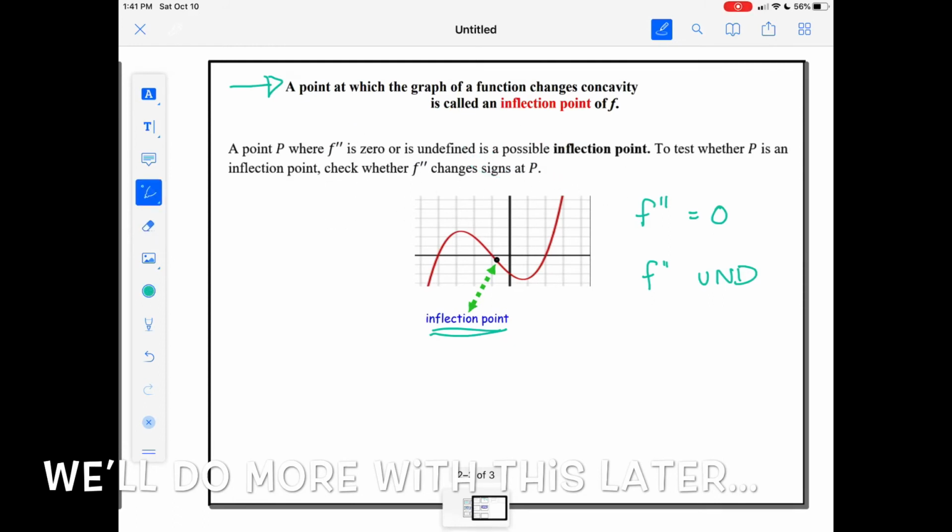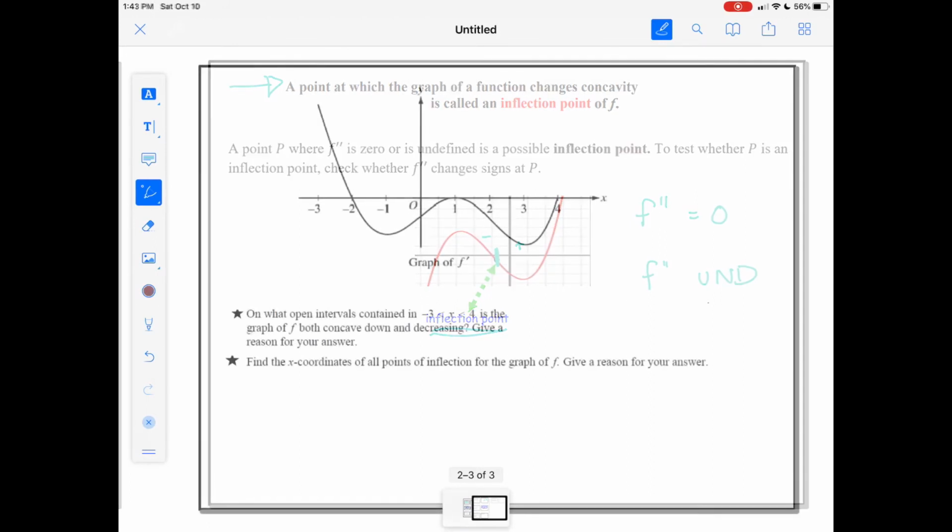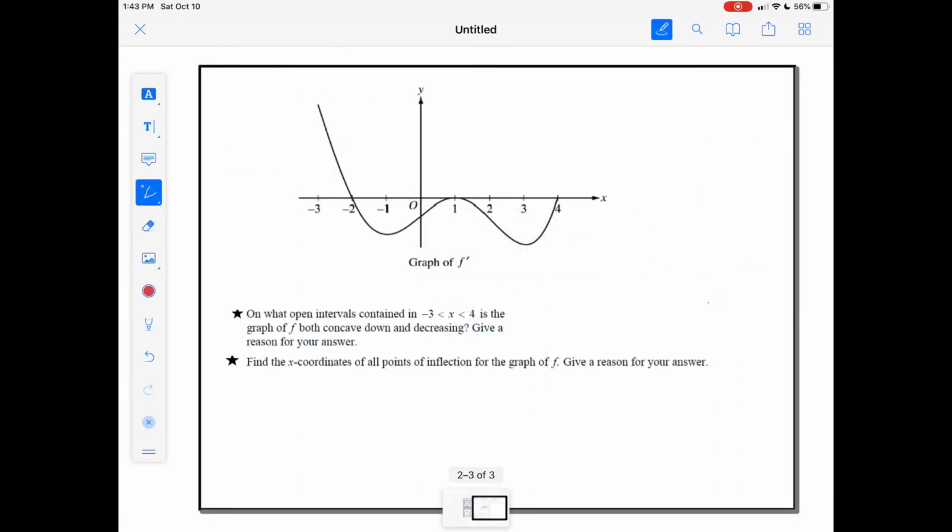So if we want to determine whether or not it is in fact an inflection point, we are going to need to see to the left and to the right of that point if our second derivative changes signs. Does it go from negative to positive if it's either equal to 0 or undefined? So let's see some application with this.